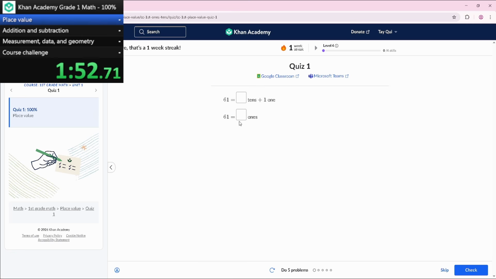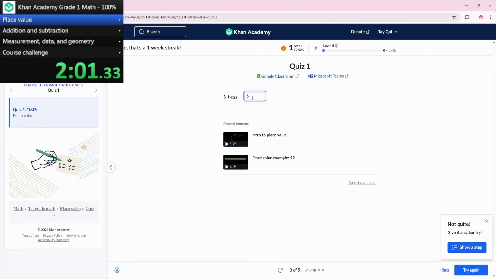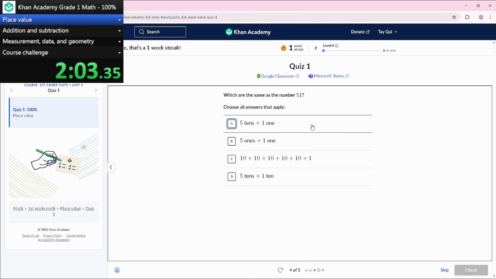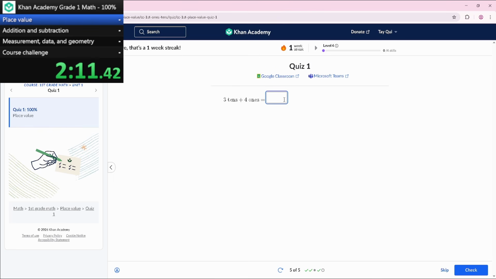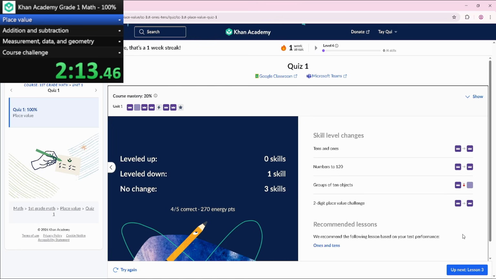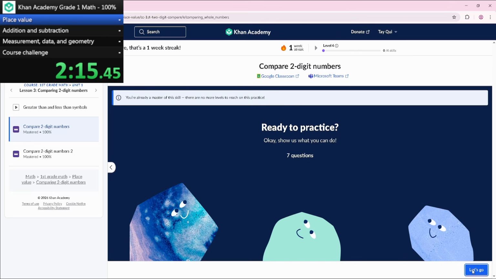Now on to quiz 1, a mini-boss if you will. But here, I slipped up. I hit the enter key before I could type in the 0 for 50. And I got animation locked and lost about a second. But everything else went smoothly, and now we're moving on to lesson 3, comparing two-digit numbers.